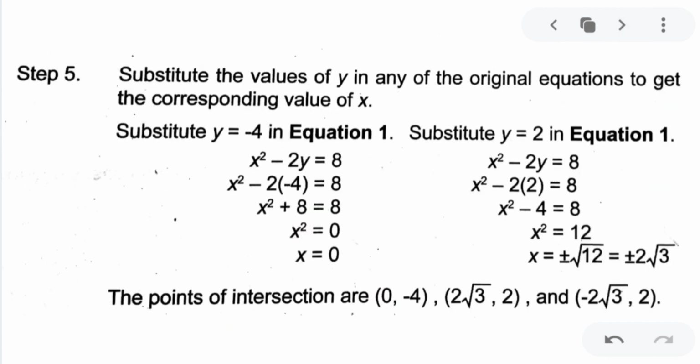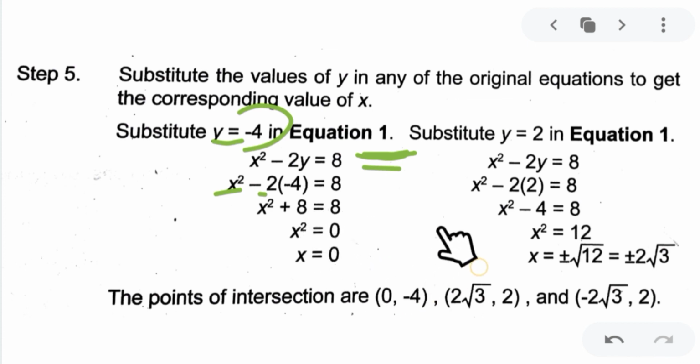The next thing that we need to do is substitute the values of y in any of the original equations to get the corresponding value of x. Here, I will be substituting the values of y in equation 1. So I have here y equals negative 4. Equation 1 is x squared minus 2y equals 8. This is the original equation. In finding the values of x, you have to use the original equation. The value of y is negative 4. So x squared minus 2 times negative 4 equals 8. X squared plus negative 2 times negative 4, that is positive 8, equals 8.